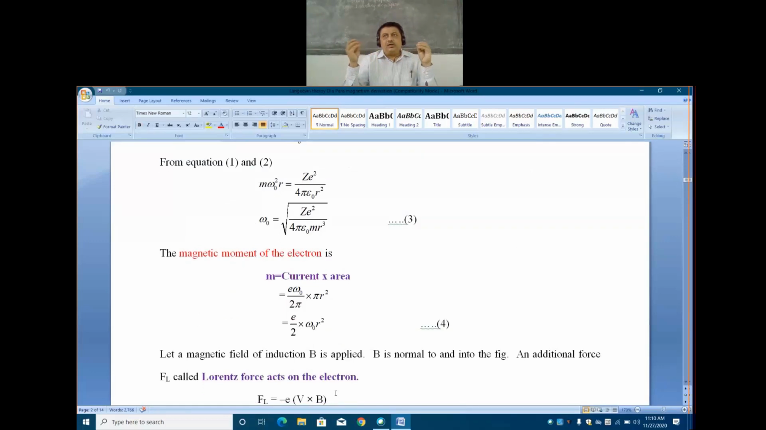We are talking of response to a magnetic field. If the same atom is placed in an external magnetic field, then it will experience some other force. The magnetic moment of the electron, M, is equal to current into area. Current is e omega naught by 2 pi, and the area of the orbit is pi r square. Therefore, the magnetic moment will be e by 2 into omega naught r square.